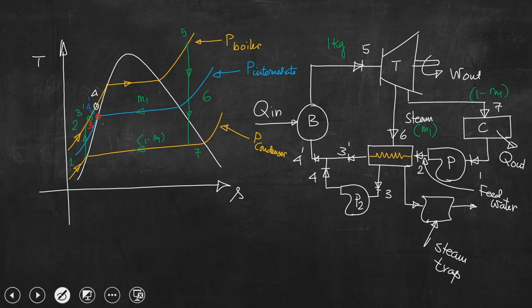So, this is very important. I hope you have understood. So, temperature at 3 prime is less than temperature at 3, entropy at 4 should be higher than entropy at 3 prime and 4 prime, though the points 3 prime, 4 prime and 4 should coincide, but theoretically they should not, right.